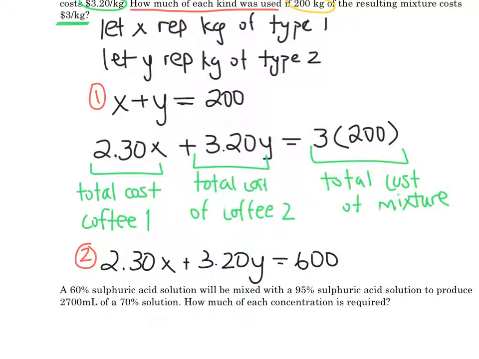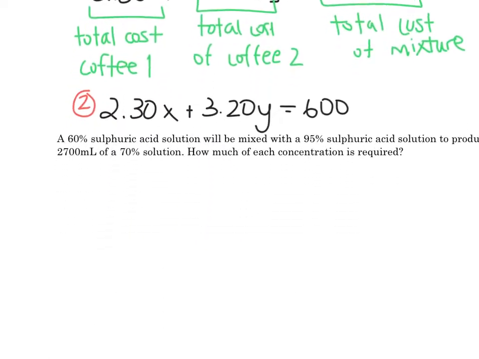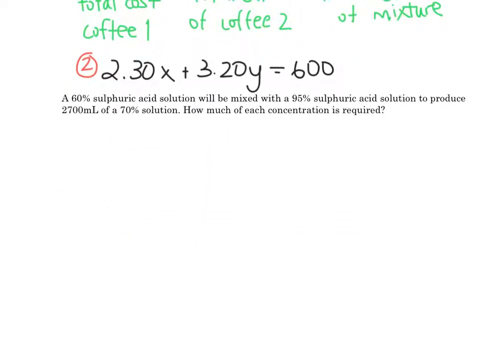Okay, now this is the same layout that we're going to use for the next one with the concentration. But now instead of a price, it's going to be a percentage of milliliters, just like in the group questions today. So we have a 60% sulfuric acid solution that will be mixed with a 95% sulfuric acid solution to produce 2,700 milliliters of a 70% solution. How much of each concentration is required?